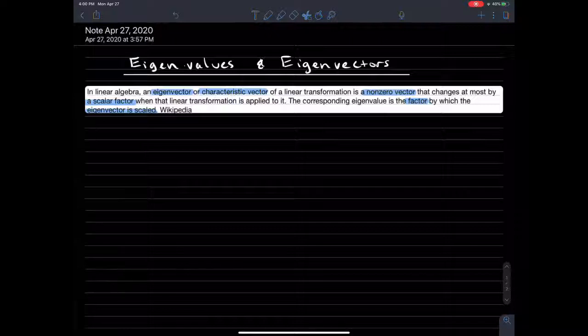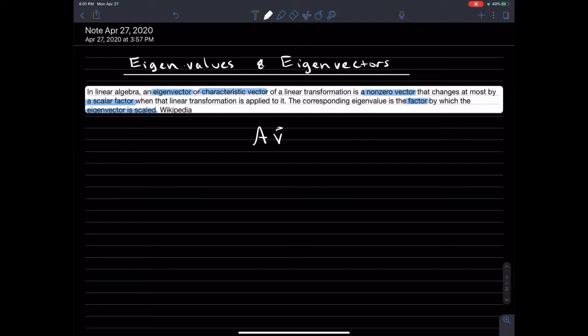Today we're going to talk about eigenvalues and eigenvectors and how to find them. If you translate that, A is my transformation, okay? And then I have my vector, which is going to be my eigenvector.